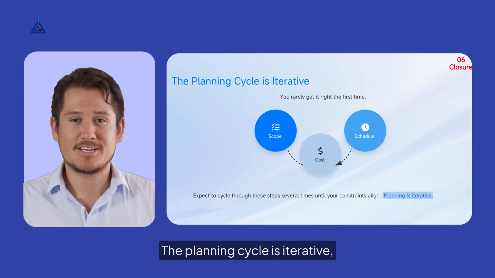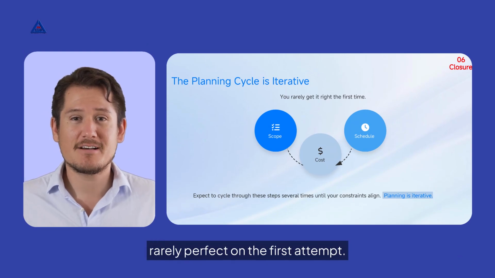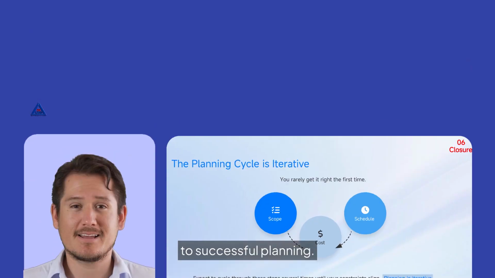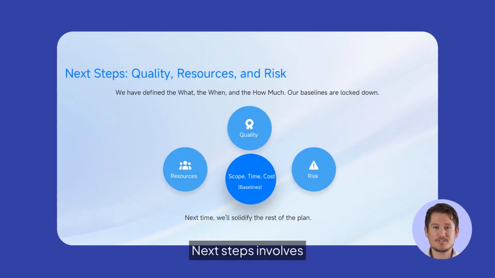The planning cycle is iterative. Rarely perfect on the first attempt, it requires revisiting scope, schedule, and cost until alignment is achieved. Iteration is key to successful planning. Next steps involve solidifying quality, resources, and risk management. With baselines set, we focus on refining the plan to ensure comprehensive project success.